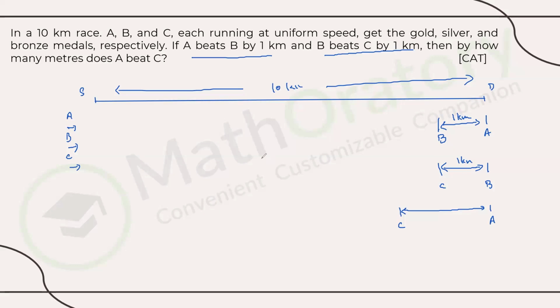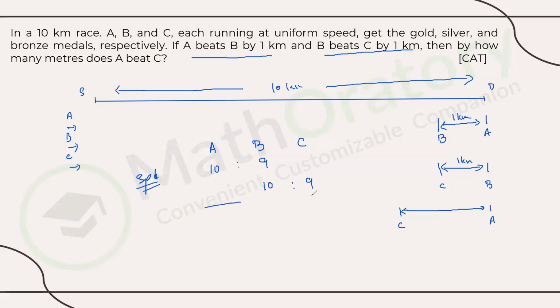So what do we have? In the time A covers 10 kilometers, B covers 10 minus 1, so that is 9 kilometers in the same time. So A is covering 10 kilometers and B is covering 9 kilometers, implying the speeds of A and B should be in the ratio 10:9. Similarly, what about B and C? By the time B covers 10 kilometers, C covers 9 kilometers. So that should be the speed ratio.